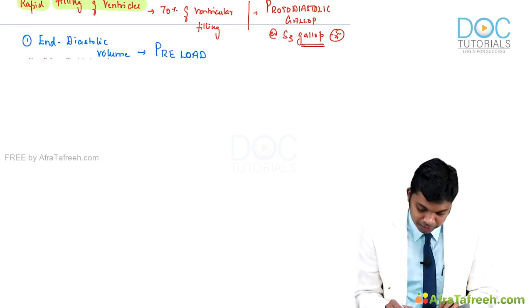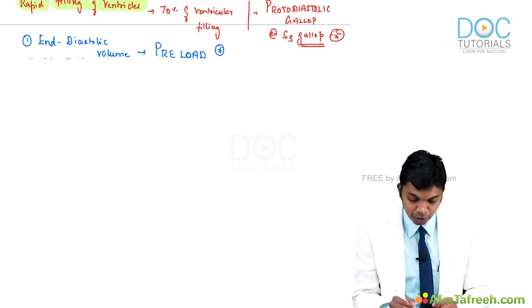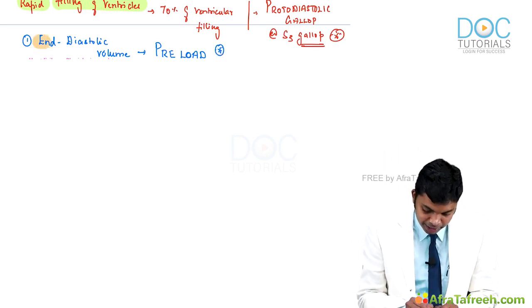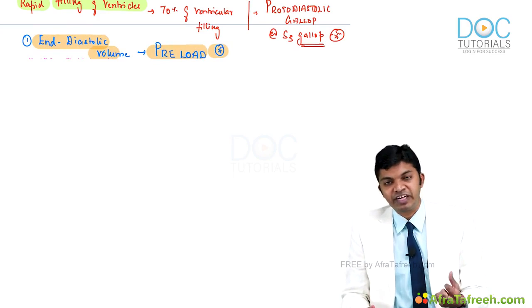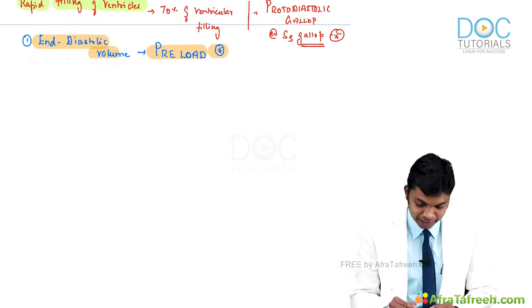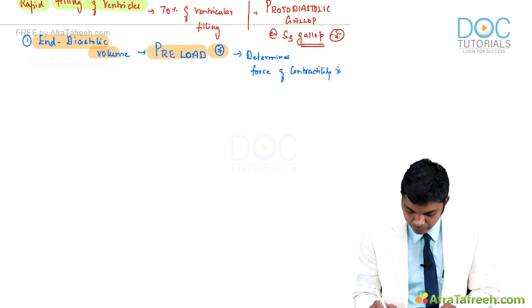We will come to afterload at the necessary time. As of now, just get to know this point. Remember, don't forget this: end diastolic volume is nothing but preload, and it is the one that determines the effectiveness or force of cardiac contraction. It determines force of contractility. Right, doctors?